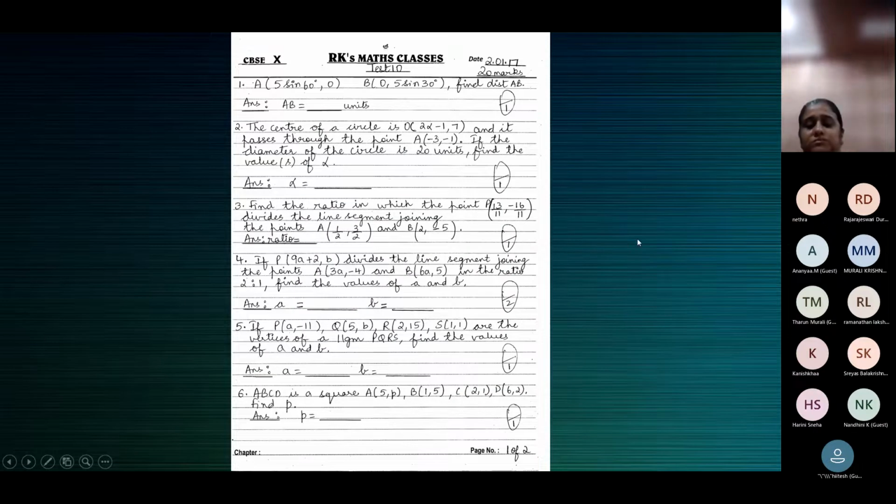Yes, children, fifth one. PQRS are the vertices of a parallelogram. Find the values of A and B. Children, please try the fifth and sixth one. I'll just come back in a few minutes.